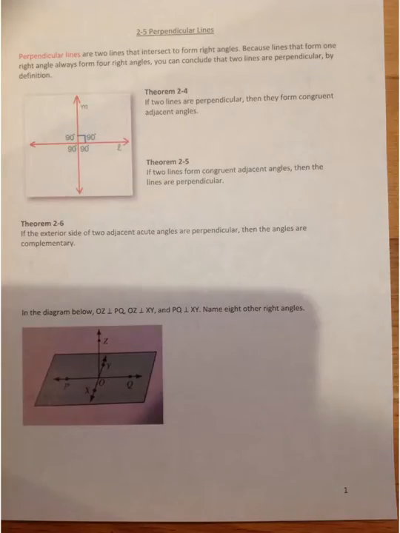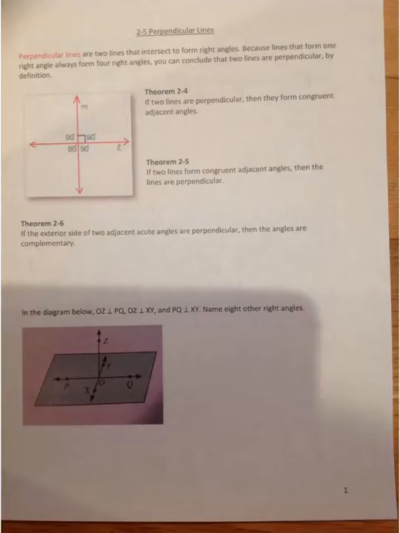This unit's on perpendicular lines. Perpendicular lines are two lines that intersect to form right angles. Because lines that form one right angle always form four right angles, you can conclude that two lines are perpendicular by definition.